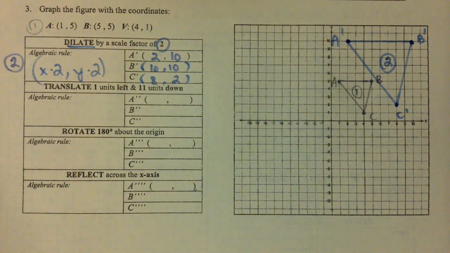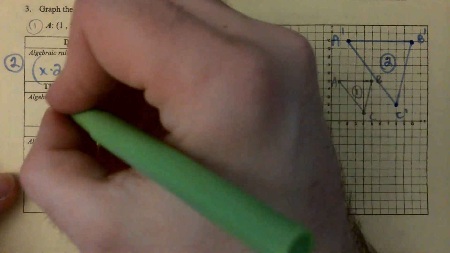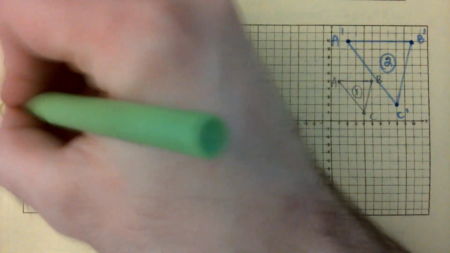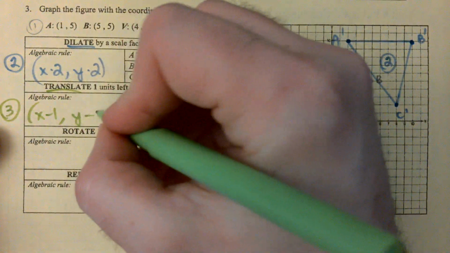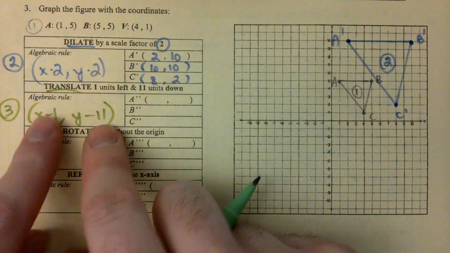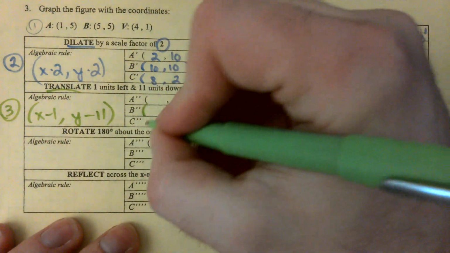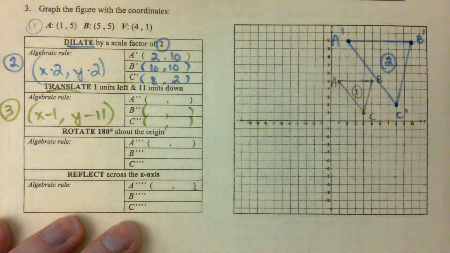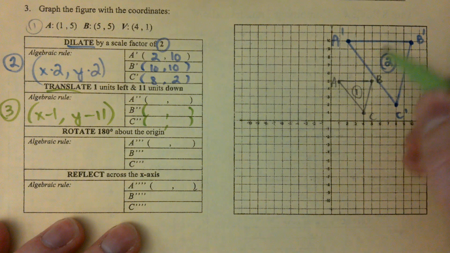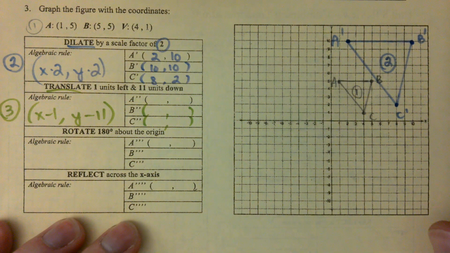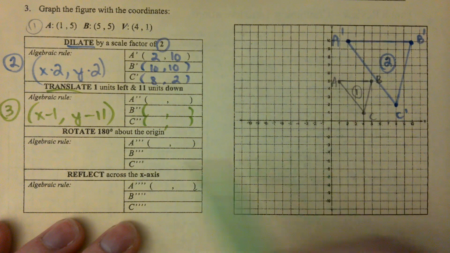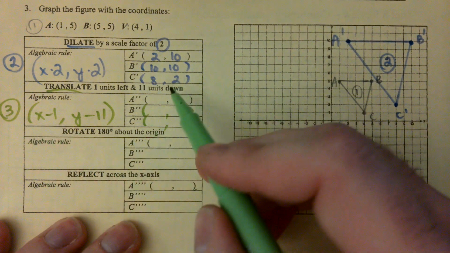Now we're going to translate. What color was translate? Or no, the second step was green. We're going to translate 1 unit to the left, x minus 1, 11 units down, y minus 11. This time we've got a double negative translation here, and that's totally fine. We're just going to be bringing this new shape, our second shape, left and down. Really, we're just going to be bringing it down because we're not moving it to the left that much, but let's do that.